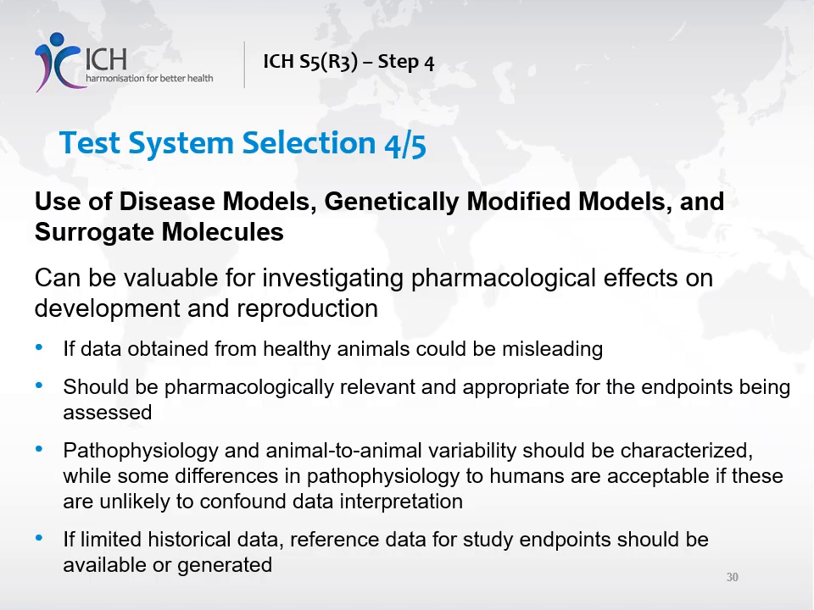The model should be pharmacologically relevant and appropriate for the development and reproductive endpoints being assessed. The pathophysiology of the disease course in the model should be characterized. Some differences from the human pathophysiology would not preclude its use if these are unlikely to confound data interpretation. Animal-to-animal variability should be characterized and appropriate within the context of the study. If historical control information is limited, reference data for the study endpoints should be available or should be generated during the study to aid data interpretation.